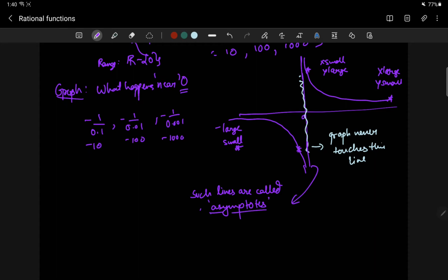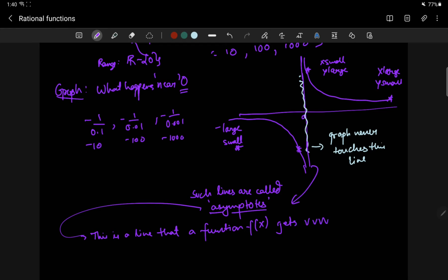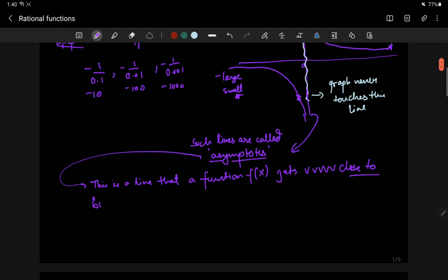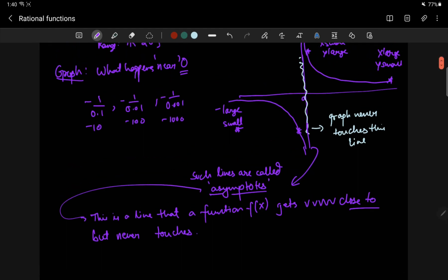Okay, and what does that mean? This means this is a line that a function f of x gets very, very close to, but never touches. And now, these asymptotes can be any line.